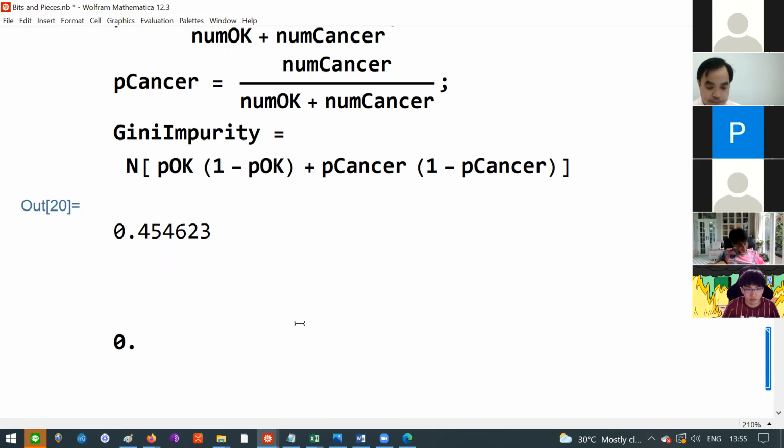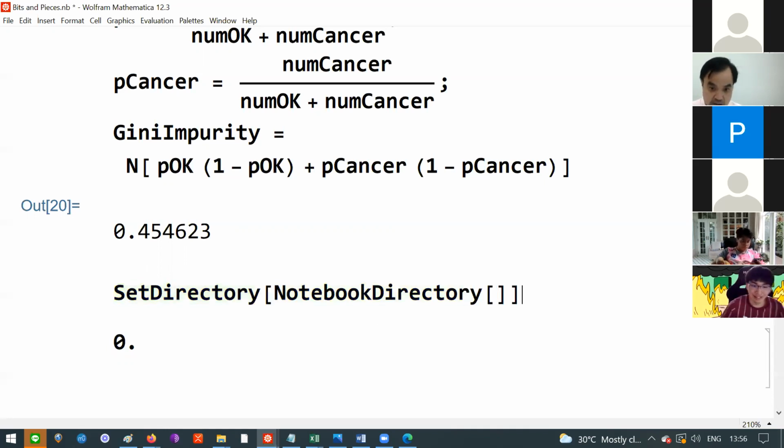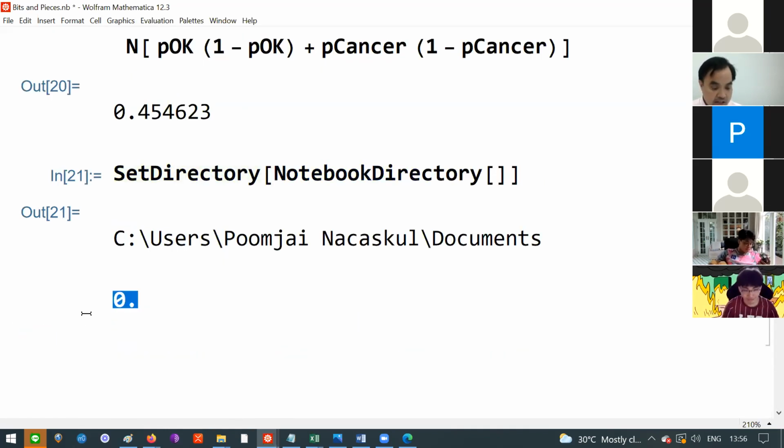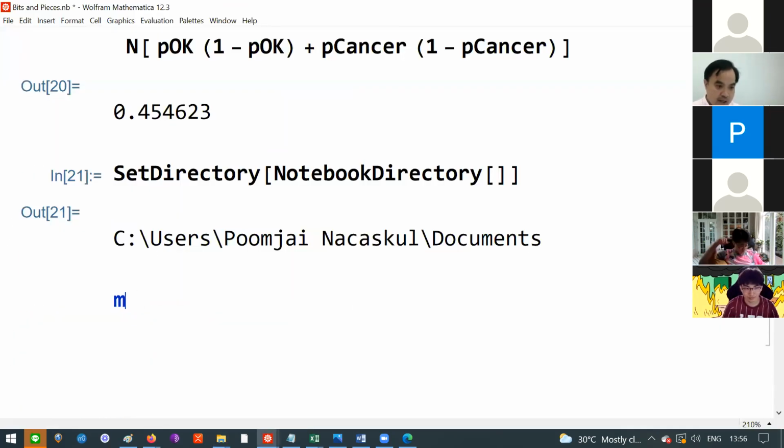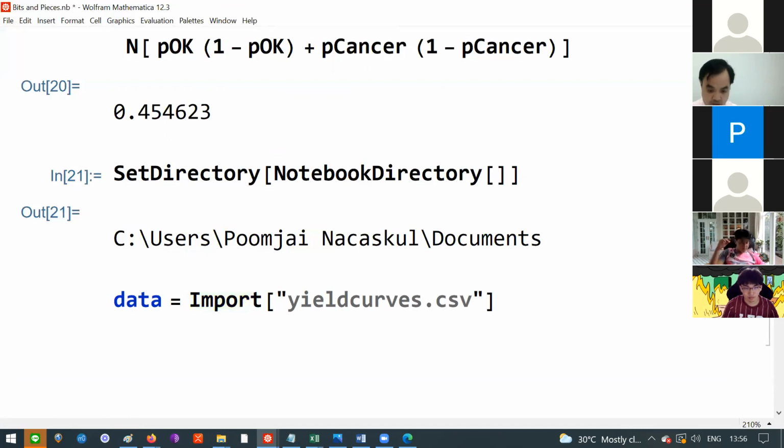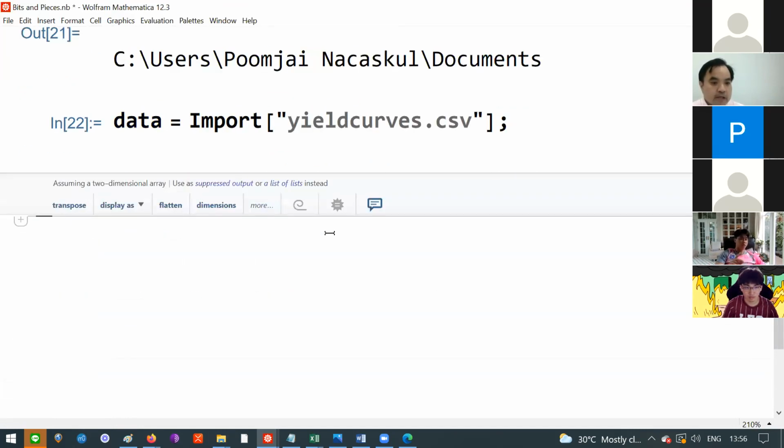So that now let me show you something. I'm just going to first of all set directory and import. Now I have this file here, yield curves. Let's say my data, import yield curve. So let's look at dimension.